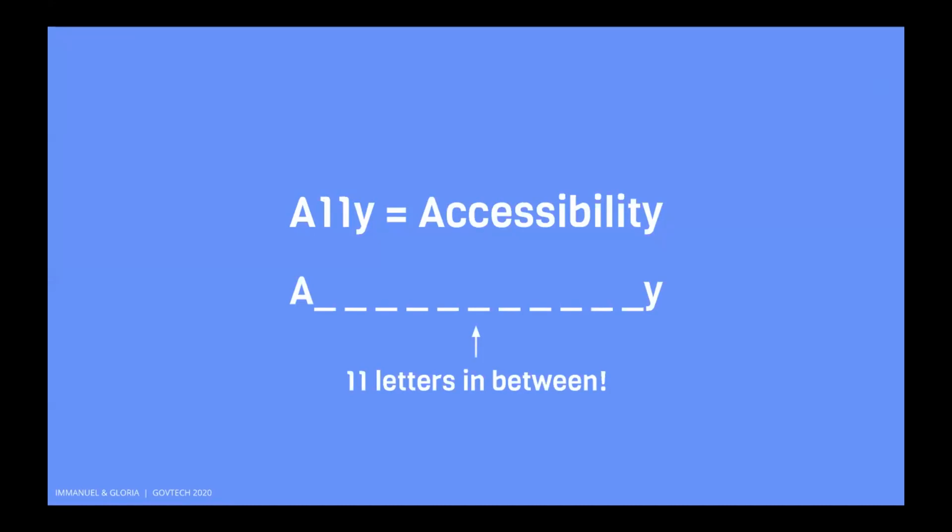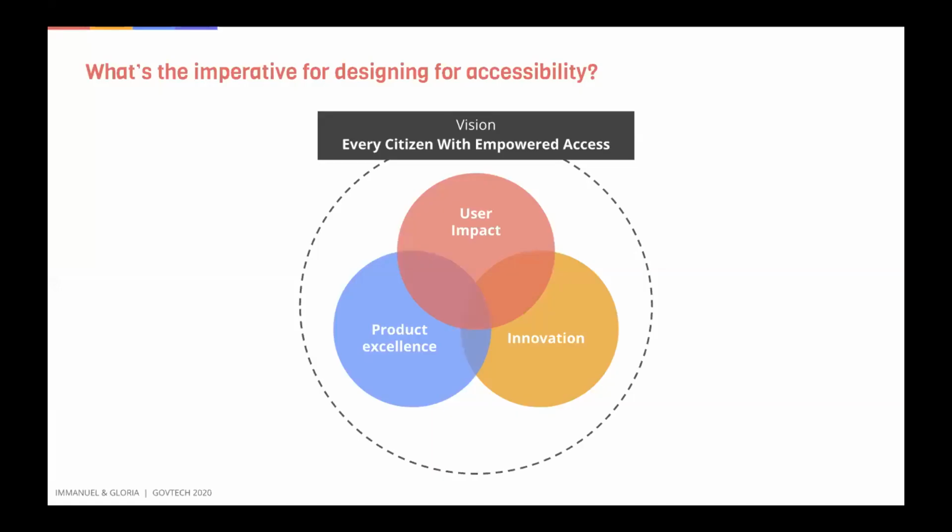So like what Gloria mentioned, there is a very strong motivation that we have for designing for accessibility in the Singapore government and in the government digital services. And really the vision that we have here is that every citizen has empowered access to digital services from the government. And the way we view this is really three large areas that we want to look at when we are designing for accessibility.